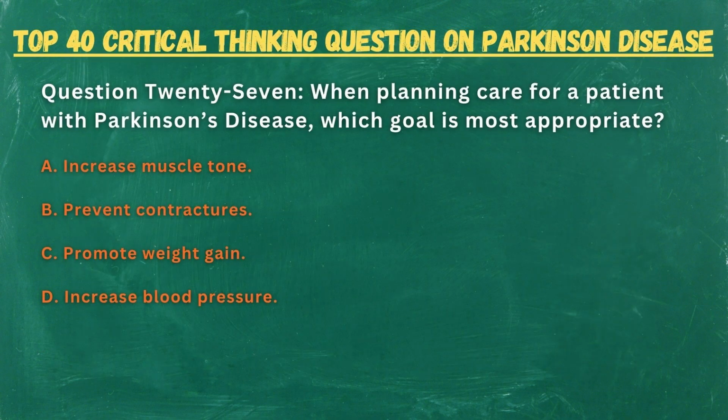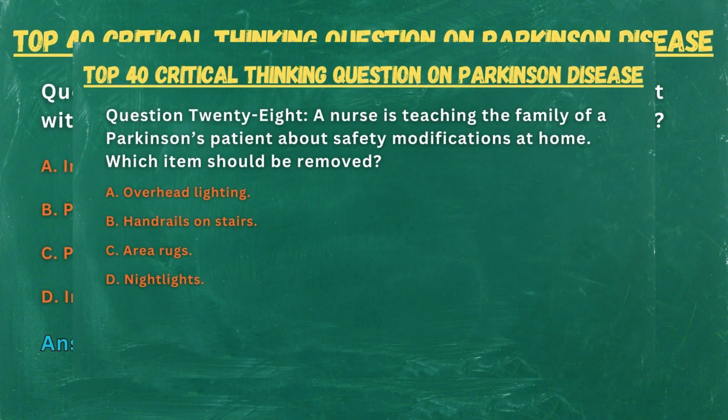Question 27. When planning care for a patient with Parkinson's disease, which goal is most appropriate? A. Increase muscle tone. B. Prevent contractures. C. Promote weight gain. D. Increase blood pressure. Answer: B. Prevent contractures.